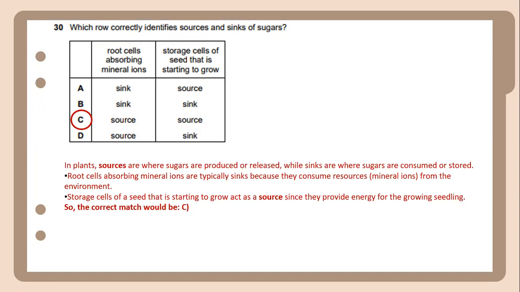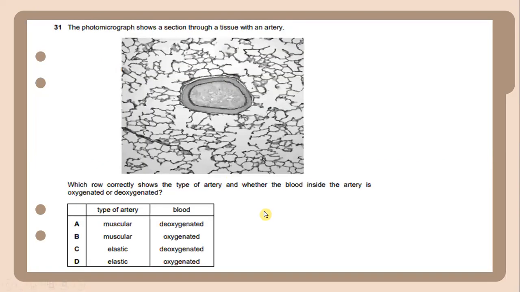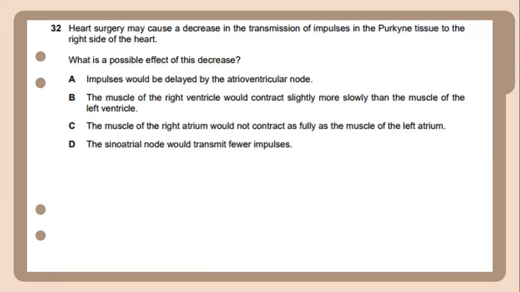Root cell absorbing mineral ion is a source, and storage cell of seed that is starting to grow is also a source. The photomicrograph shows a section through a tissue with an artery. Which row correctly shows the type of artery and whether the blood inside the artery is oxygenated or deoxygenated? The type of artery is muscular and the blood is deoxygenated.